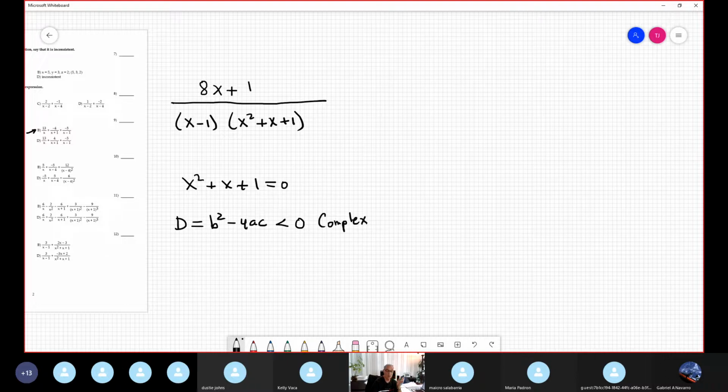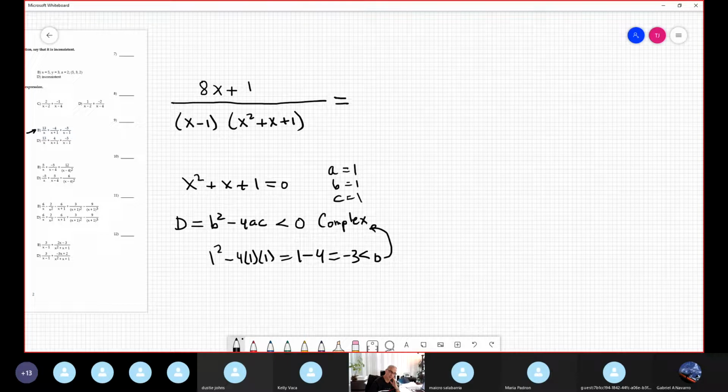Here A is 1, B is 1, C is 1, everything is positive 1 in this example. The 1 squared minus 4 times 1 is obviously 1 minus 4, which is negative 3. And it's negative, so it's complex. You leave it like that, don't touch it, because I know that it's impossible to factor this.